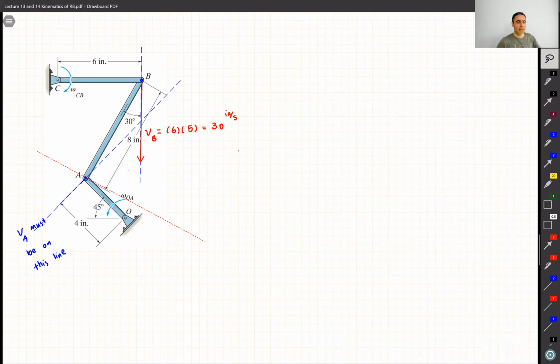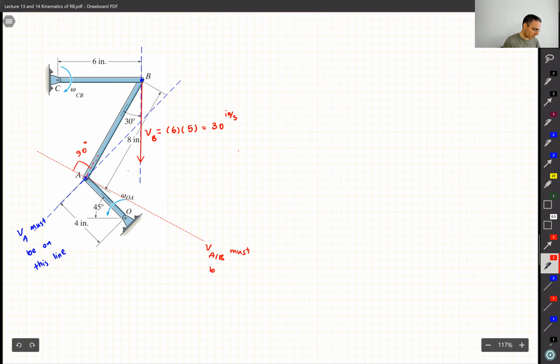So, and its velocity has to be perpendicular to line AB. So this angle is 90 degrees. I'm going to write down here, VA with respect to point B must be on this line. So this is all the information that we have. We know VB, we know its direction, we know VA must be on this blue line, and we know VA with respect to B must be on this red line. This is all the stuff that we know.